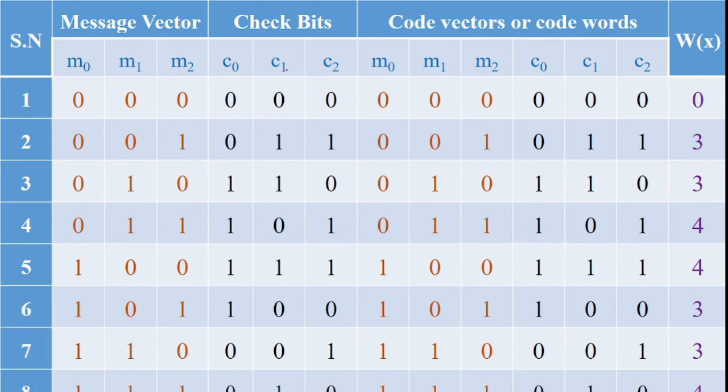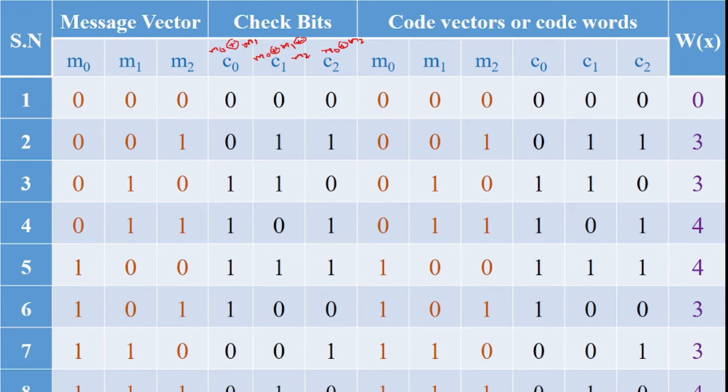And C0 is equal to M0 modulo 2 M1, and C1 is M0 modulo 2 M1 modulo 2 M2. C2 is M0 modulo 2 M2. So these are the expressions. Next, this is the message vector 0, 1, 0.